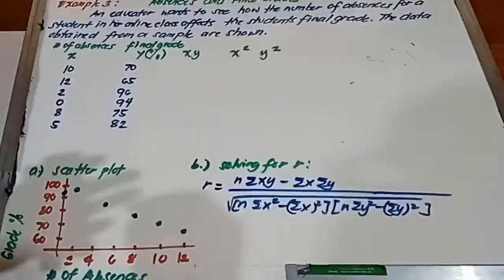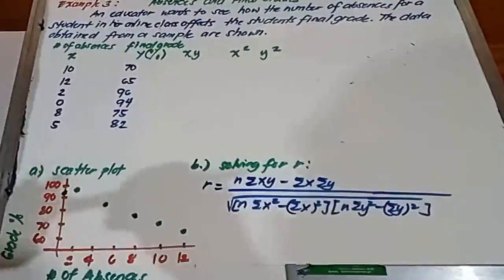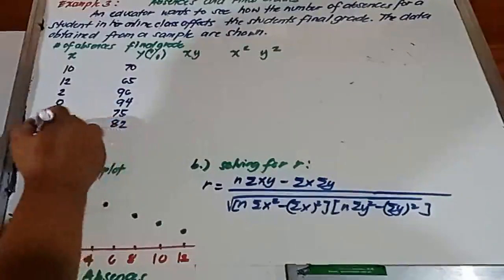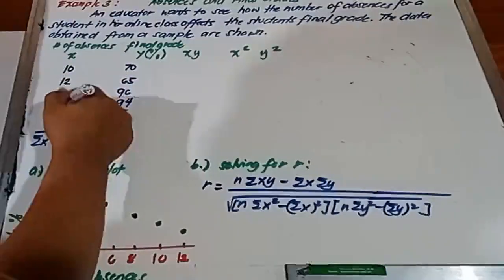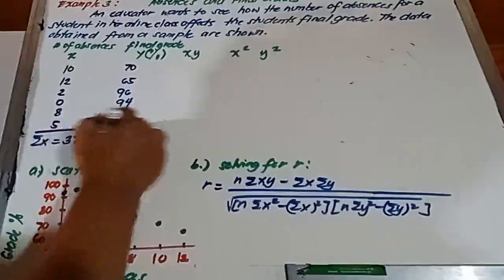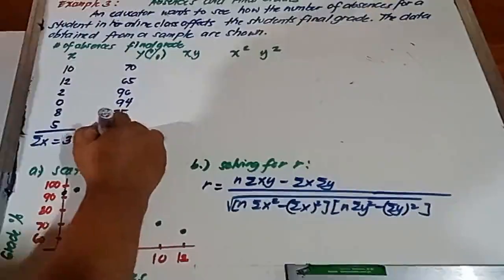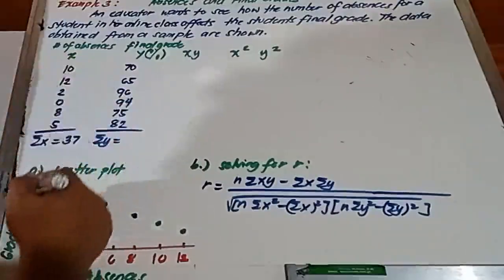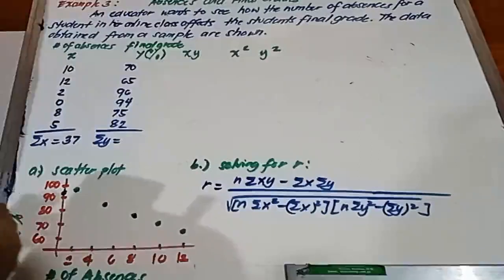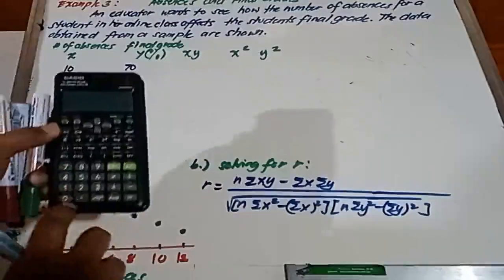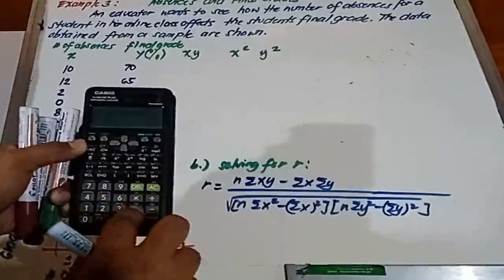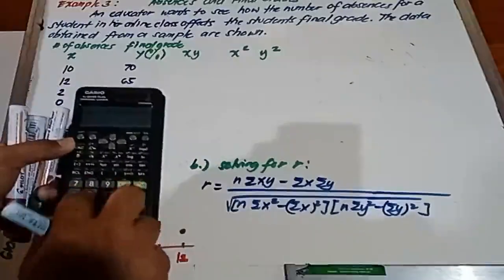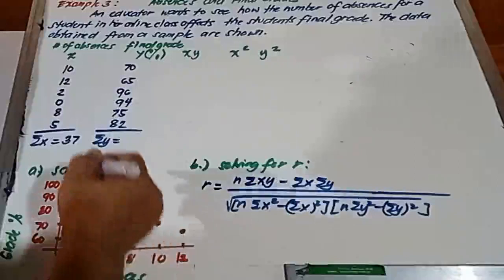Para sa summation of x, ito yun. Add lang natin 10, 12, 2, 0, 8, 5, which is 37. Summation of y is equal to, add natin. We have 70 plus 65 plus 96 plus 94 plus 75 plus 82. 482.